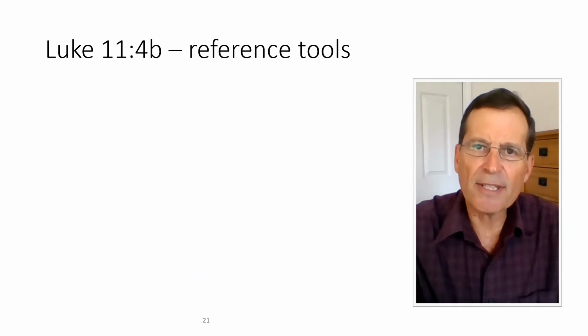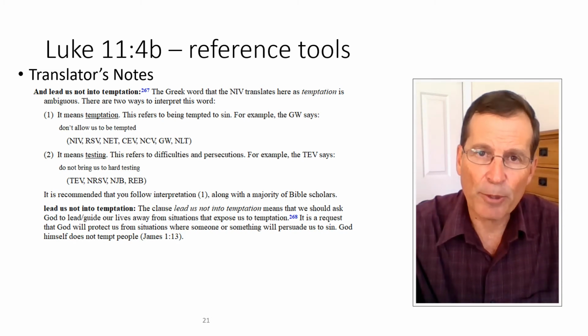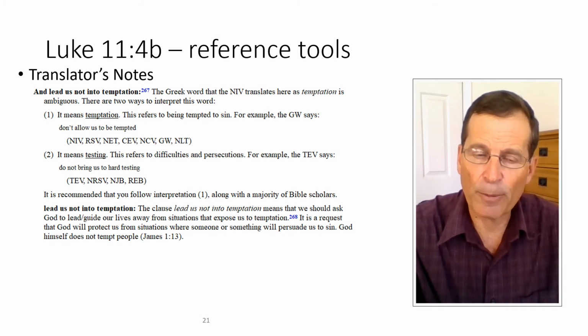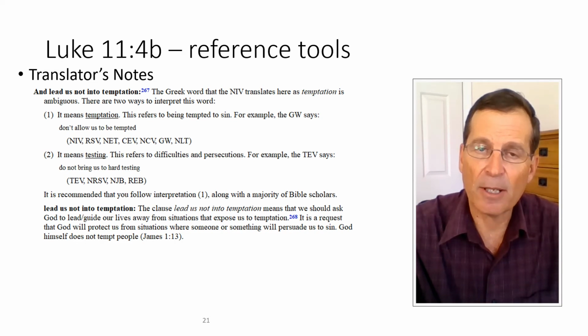Now let's look at some translation reference tools to see if they talk about this issue. In Translator's Notes, we immediately see there are 2 points showing 2 interpretations. Let's read the note. The Greek word that the NIV translates here as temptation is ambiguous. There are 2 ways to interpret this word. First, it means temptation. This refers to being tempted to sin. For example, one version says, "Don't allow us to be tempted," and it lists a number of other versions that support that interpretation.